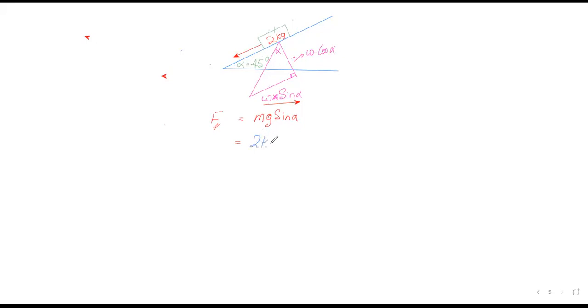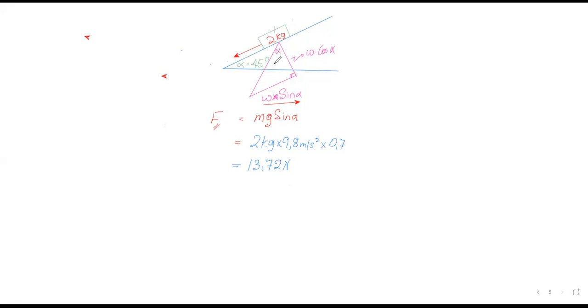2 kg multiplied by 9.8 meters per second squared, and the sine of 45, which is 0.7, and if we multiply that out, it will be 0.7 times 2 times 9.8. That's 13.72. That will be 13.72.